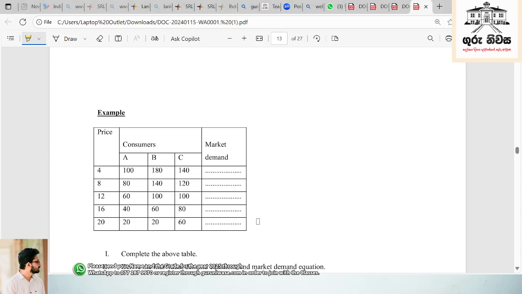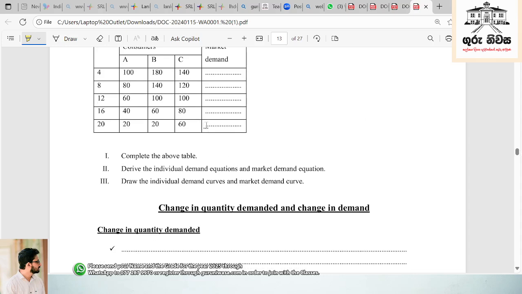Then the question is asking you to complete the table. Values are here. It should be how much? 420. Second one, 340.